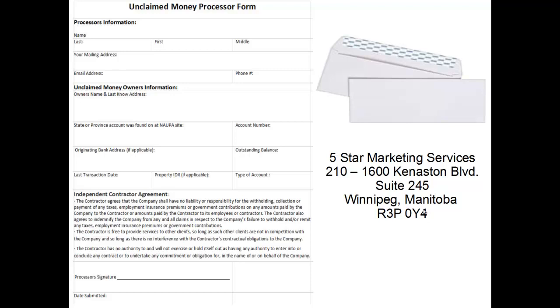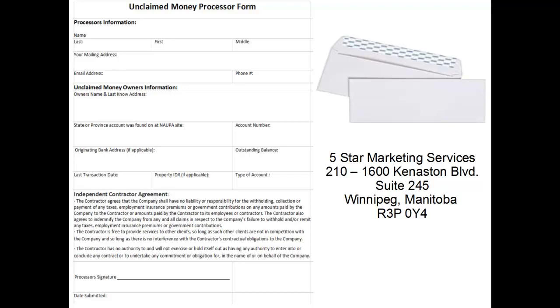In the first section up at the top, you're just going to put in your own processor information. So your last name, your first name, your middle name, your mailing address, because we need to know that, and your email address and phone number so that we can issue the checks and the payments to you.